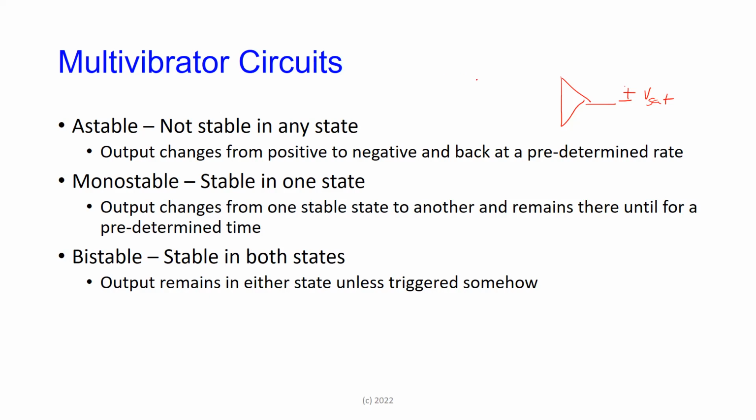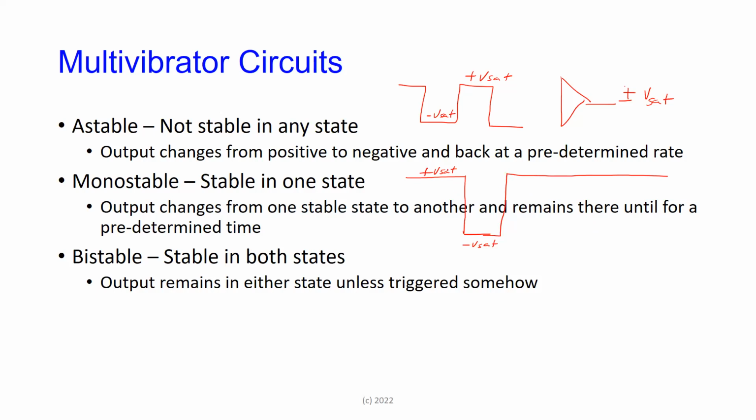So if you were to look at the waveforms, the astable gives you a waveform that is going to look like that. Right, this is plus VSAT, minus VSAT, right? And it's going to change back and forth at a predetermined rate, and we're going to see how to do that. The monostable is going to stay at some state, and then when you do something to it, it goes from, let's say, plus VSAT, it will go to minus VSAT, stay there for some short time and then come back up and stay here indefinitely.